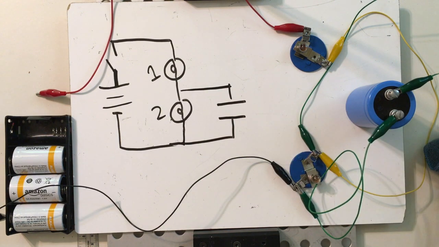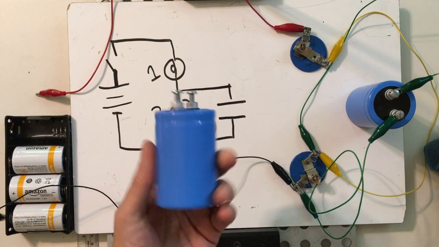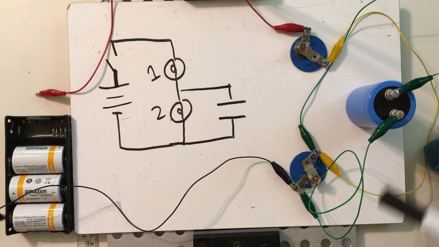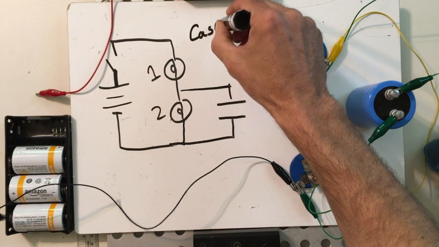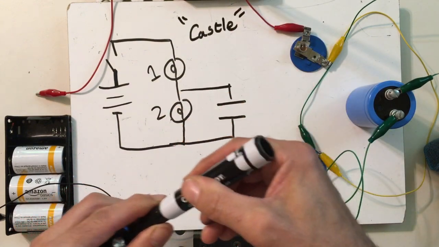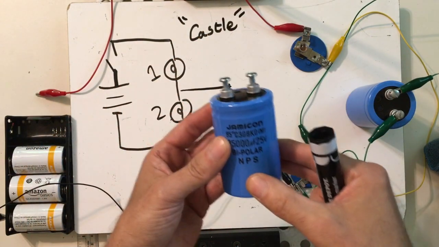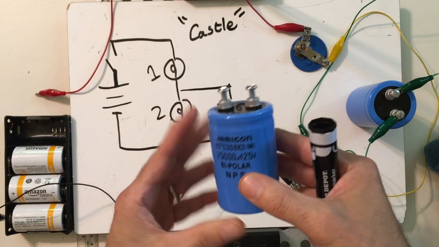In order to make this work with bulbs, you really have to get one of these large capacitors that I got from Pasco Scientific. They're called Castle capacitors because they were developed for the Castle system of teaching about electricity. They're about $30 a piece, I think. They might be cheaper if you buy more at once.